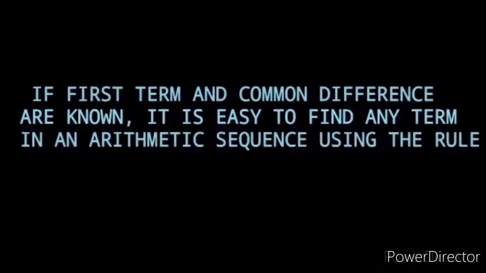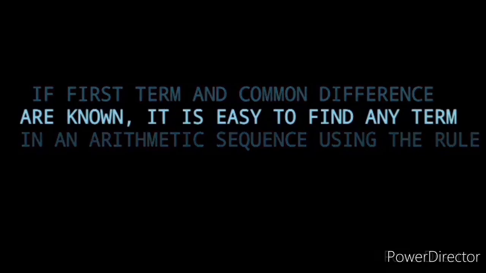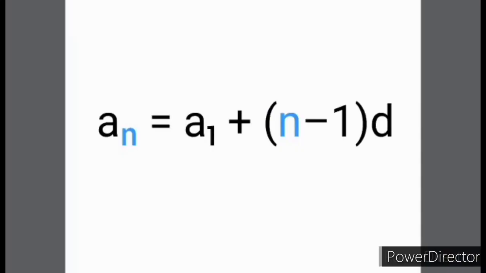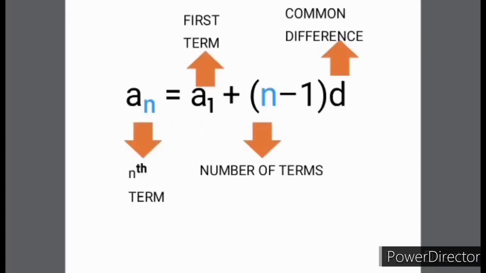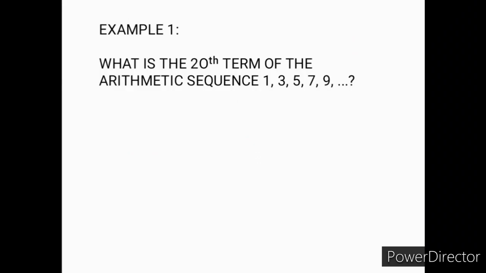If first term and common difference are known, it is easy to find any term in an arithmetic sequence using the rule. A sub n equals a sub 1 plus quantity n minus 1 times d. In plain English, this is nth term equals first term plus quantity number of terms minus 1 times the common difference. Example, what is the 20th term of the arithmetic sequence 1, 3, 5, 7, 9, and so on?